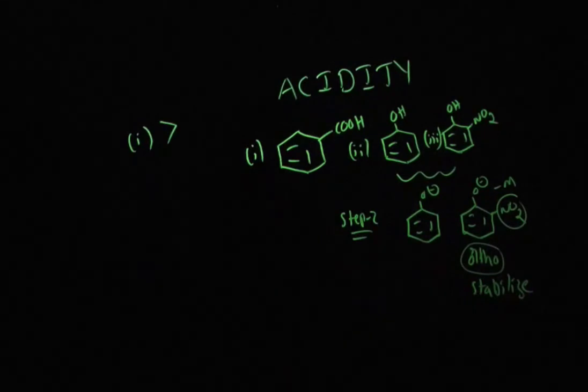So between 2 and 3, 3 is more acidic than 2, because in 2 there is no minus M effect. So the order will be 1, 3 and 2. From the first step we can identify that COOH is more acidic.